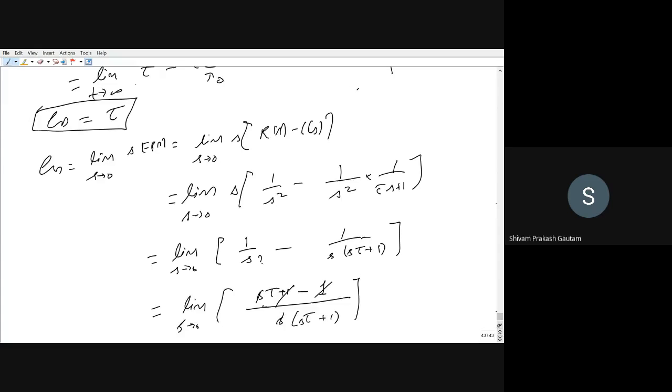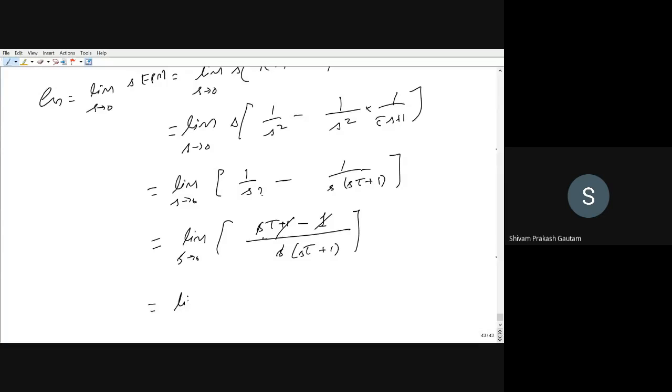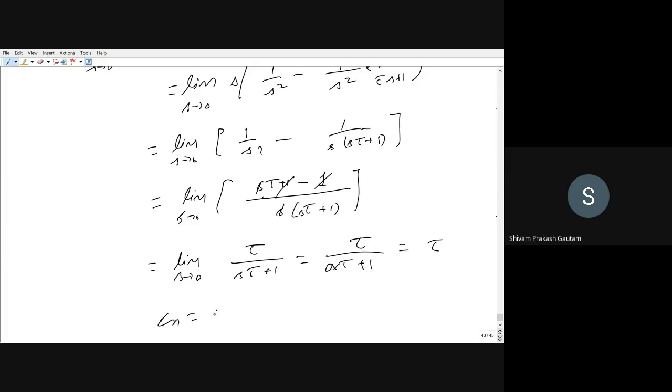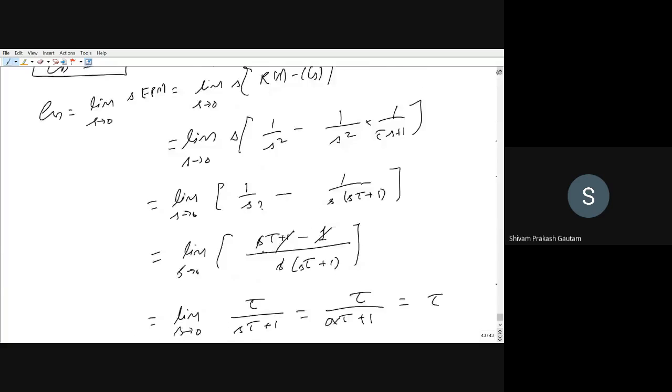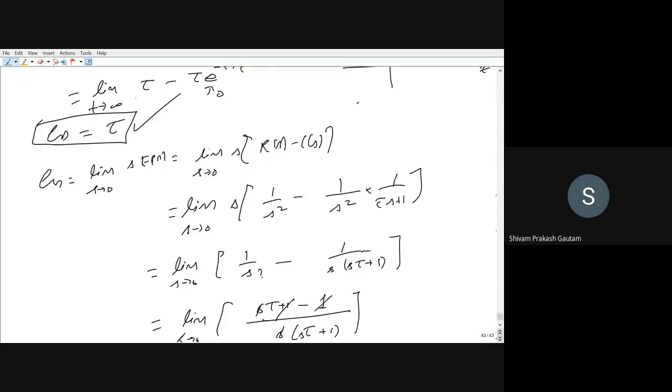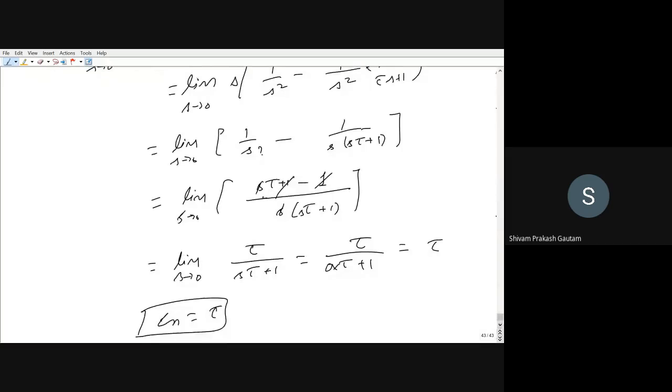So we will have the limit as s tends to 0 of tau upon s tau plus 1. If you substitute s equal to 0, this will be tau upon 0 into tau plus 1, so this will be equal to tau. Here also the error is coming tau. So from both ways, the error is tau. You can see we compared in the time domain as well as in the frequency domain. Is it okay?